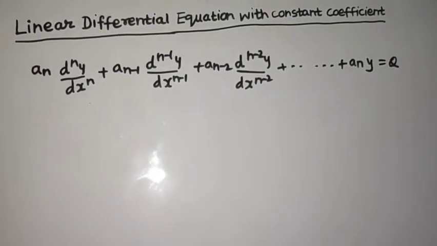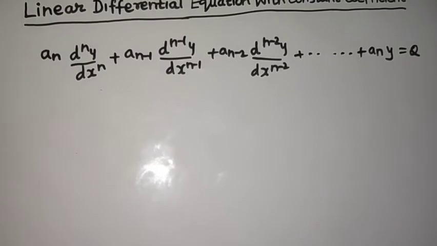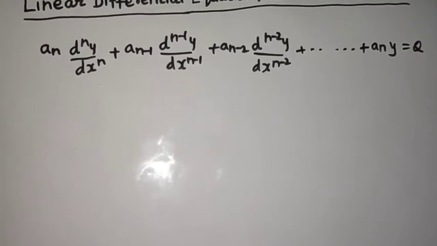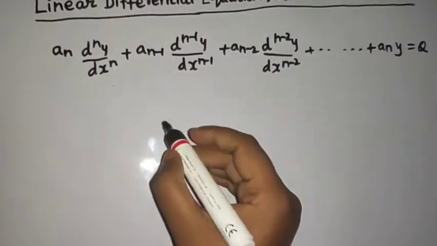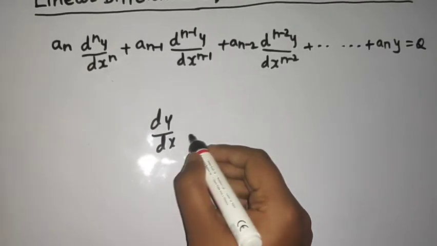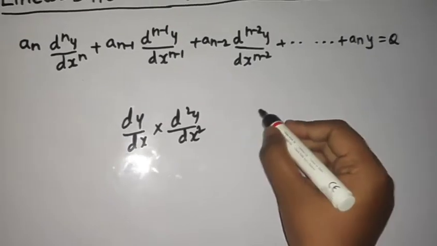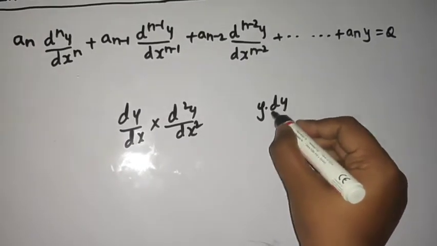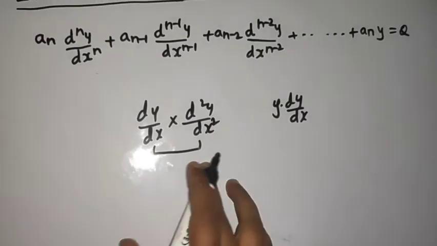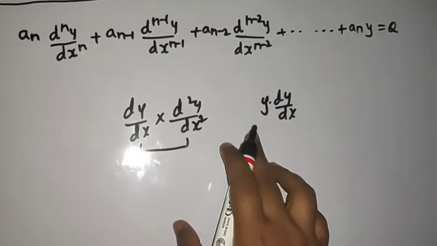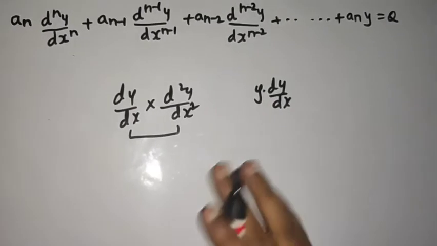Now what is the condition for a linear differential equation? It is that y and dy by dx or any derivative must not come in product, and also any derivative, that means dy by dx, must not come in product with d2y by dx square. Or you can also say that y must not come in product with any of the derivative. So derivatives must not come in product with each one of them, and y also must not come in product with any of the derivative. So this is the first thing.